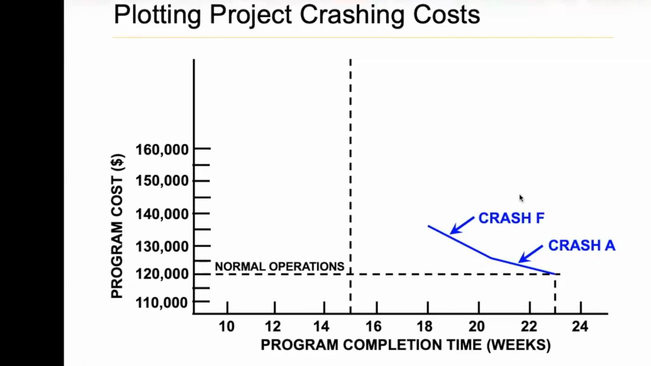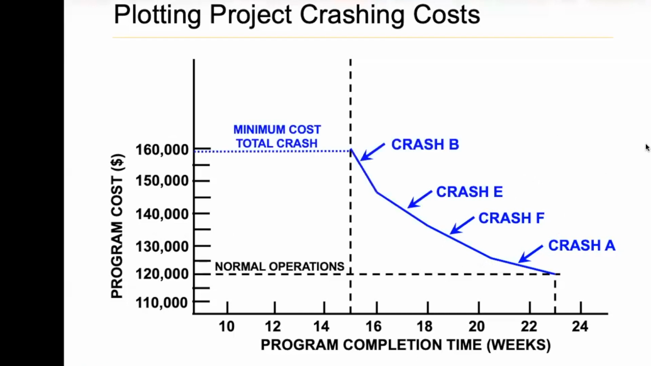If he says, no, I need more time and I have money, then let's crash E. If he still wants to go, let's crash B. Although it's the most expensive and it saves only 1 week, well, he needs it, so he will pay for it. Okay. So minimum cost total crash is $160,000. Where are C and D? There's no C and D.